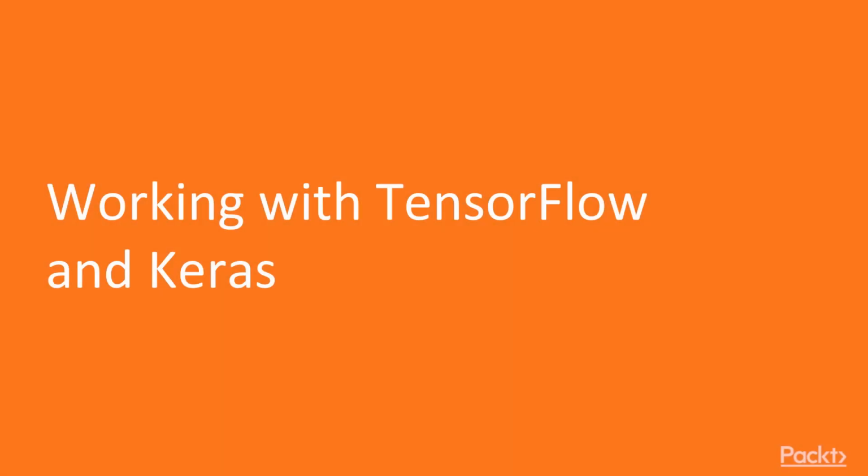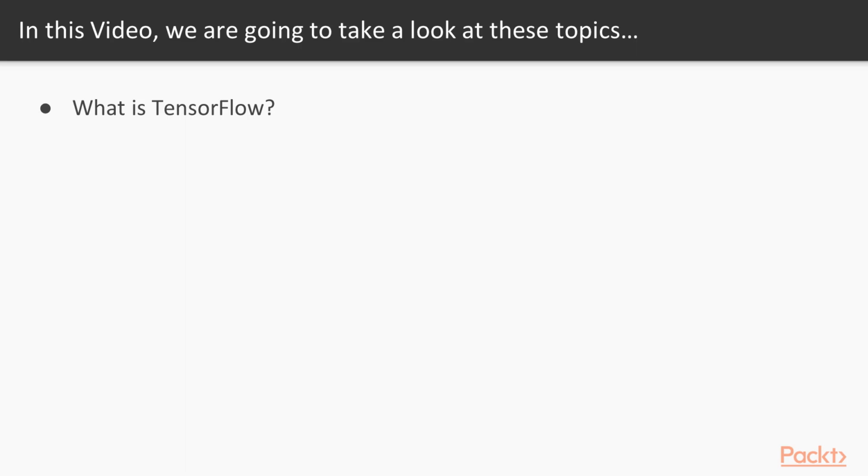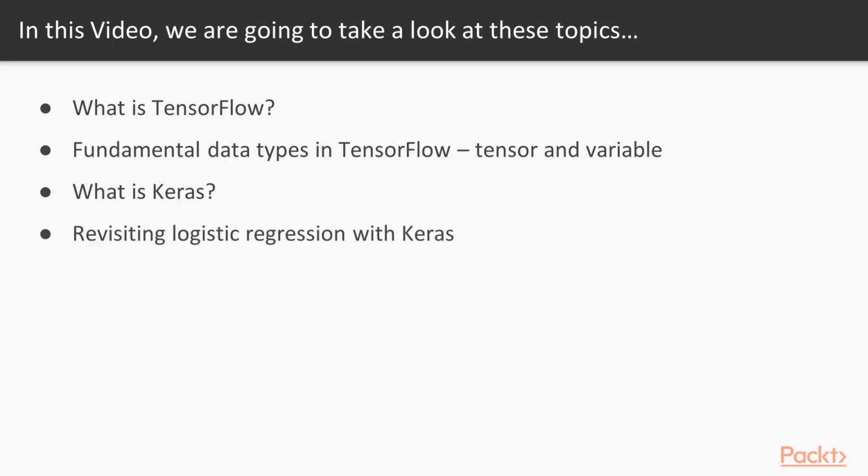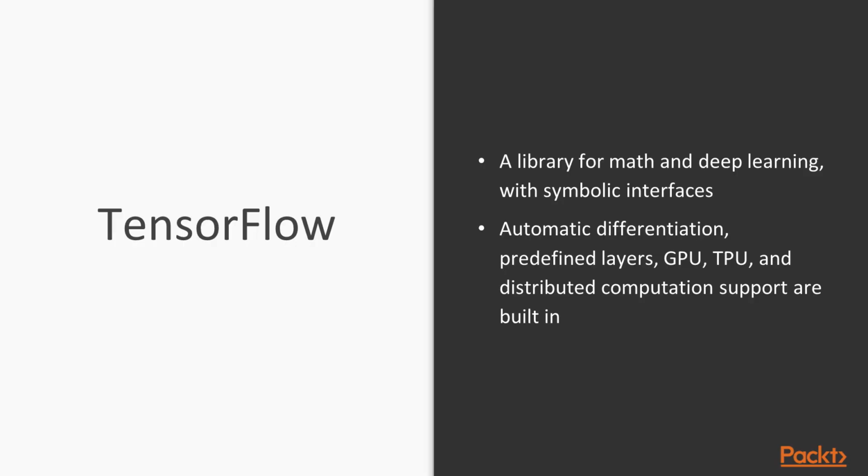In this video, we'll take a look at working with TensorFlow and Keras. Start off by looking at what is TensorFlow, and then evaluate the fundamental data types in TensorFlow, the tensor and the variable. And then we'll take a look at Keras and revisit logistic regression with Keras and reinforce higher-level machine learning library benefits. So TensorFlow is a library for math and deep learning with symbolic interfaces.